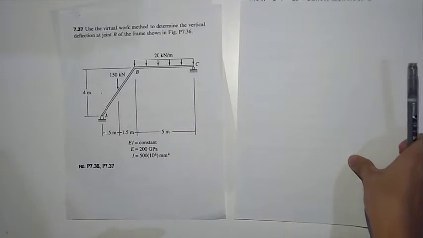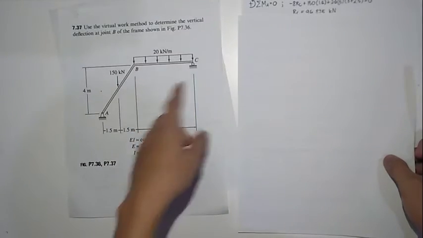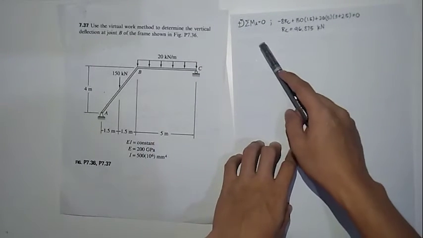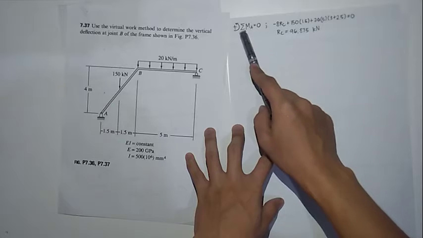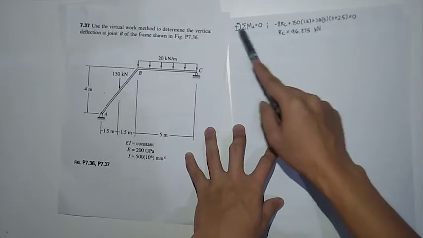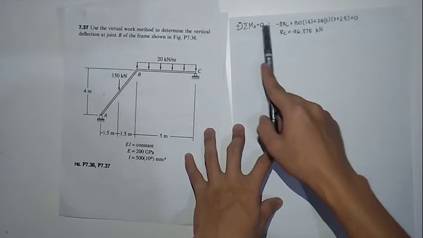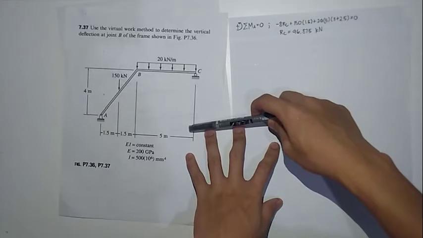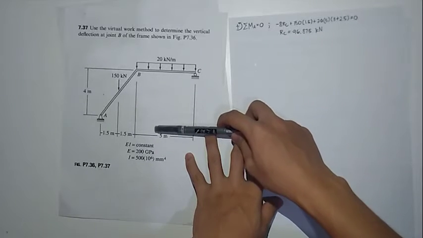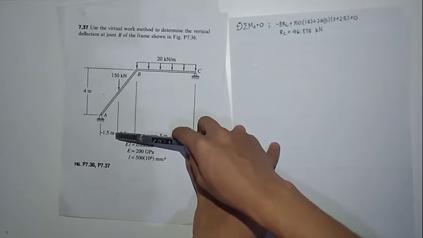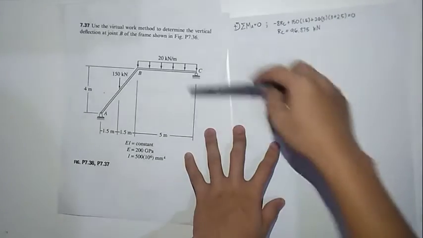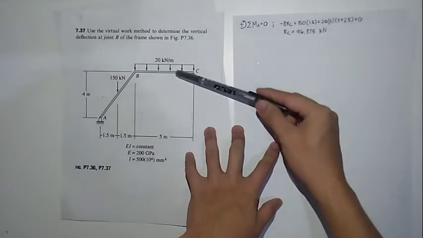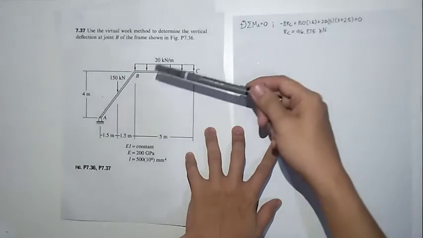So first, we will find the RC, the reaction at C. So, reaction at C, magmo-moment lang po tayo sa A. So, counterclockwise is positive. So, summation of moment at A is equal to 0. So, negative 8 RC. So, saan po nanggaling ang 8? Ito po, 8. Negative 8 RC. So, 8. 5 plus 3 equals 8. Negative kasi clockwise direction. Plus 150 times its moment arm of 1.5. Times 20 times 5 times 2.5.